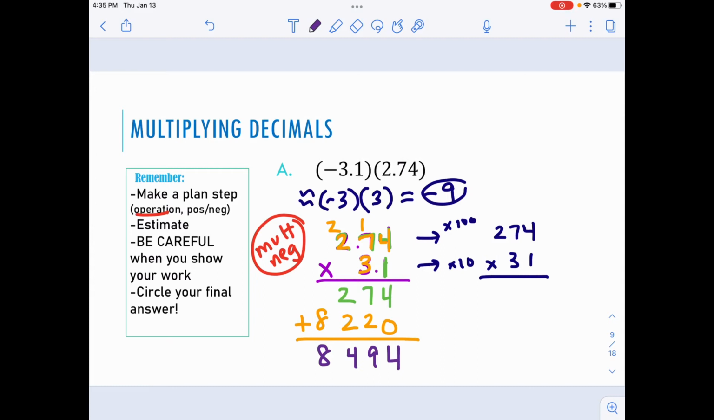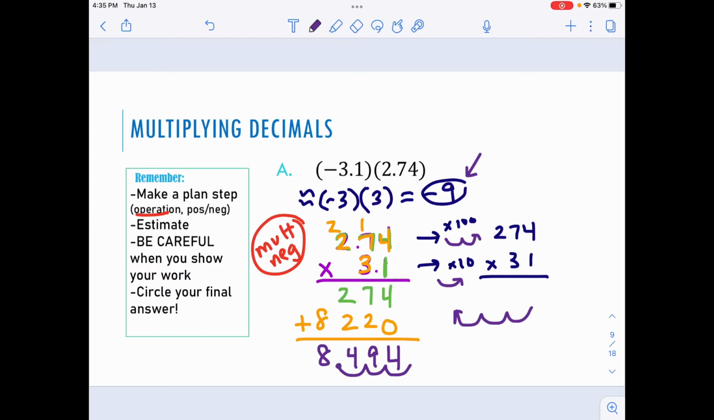It cannot be 8,494, right? I look at my estimation. Clearly, that's way off. So we need to compensate. Since we moved 2 place values to the right here and moved 1 place value to the right here, in total, now we need to compensate for that and move 3 place values to the left, or in other words, divide by 1,000. So I'm going to go 1, 2, 3 place values.